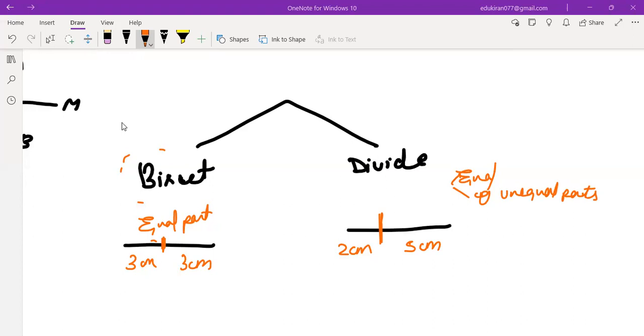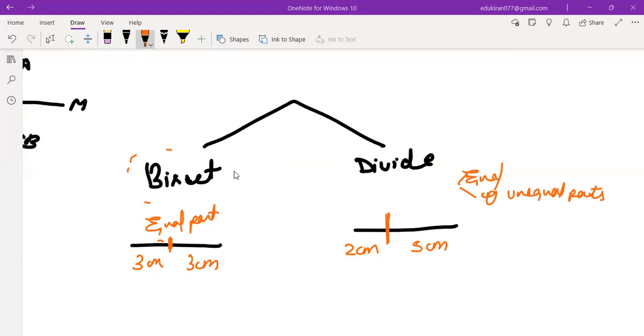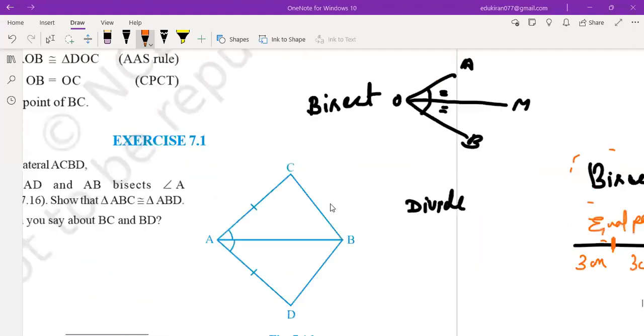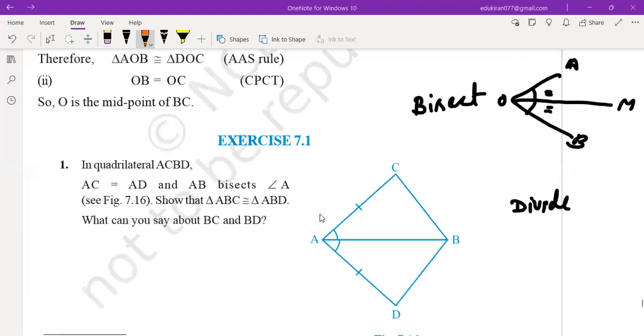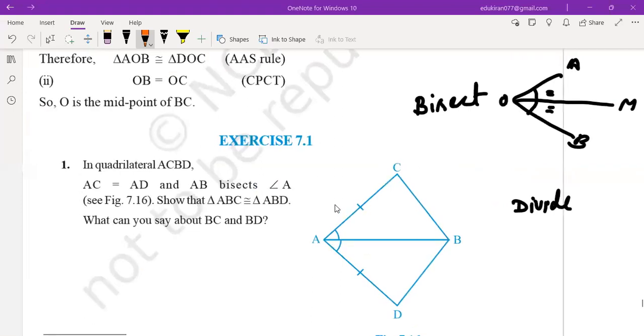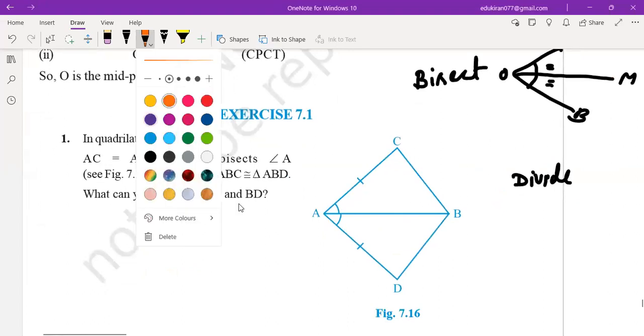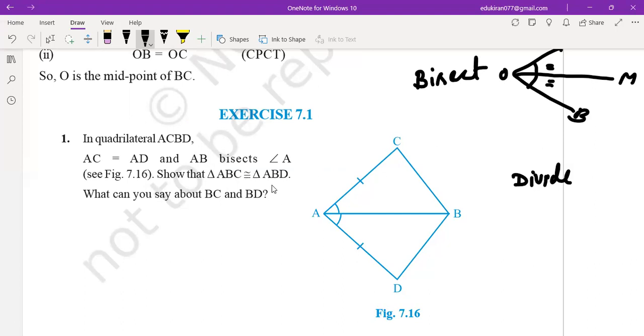Now coming to this one, this is a quadrilateral. AC is equal to AD, they have already given. And AB bisects angle A. So this AB line is bisecting angle A, that means this angle and this angle will be equal. You have to show that this triangle ABC is congruent to this triangle. For proving triangles congruent, you need 3 points.